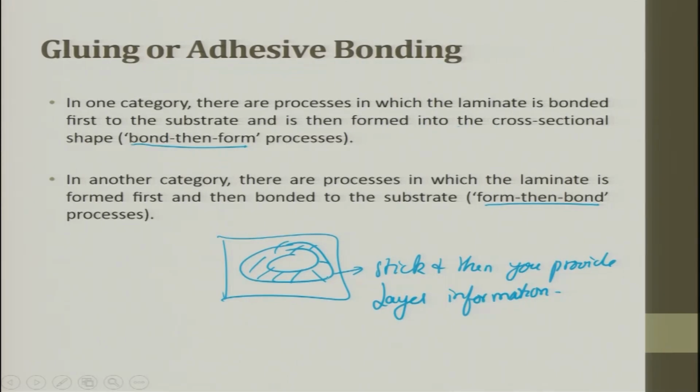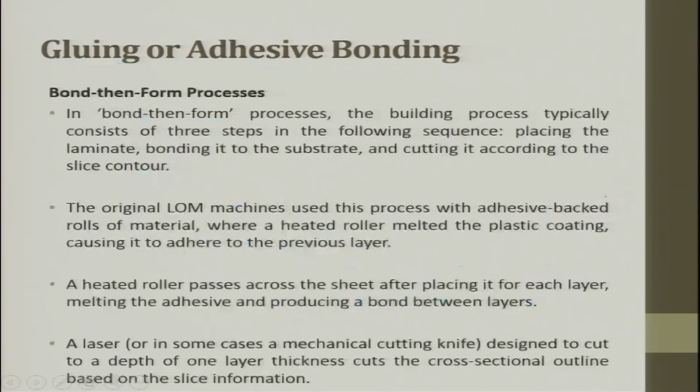The other one is you form, give all the information and then you stick. Both categories are allowed. So, gluing or adhesion, this is very important, please note, it need not be bond and then form, it can also be form and then bond. So, both categories are possible. So, bond and then form process.